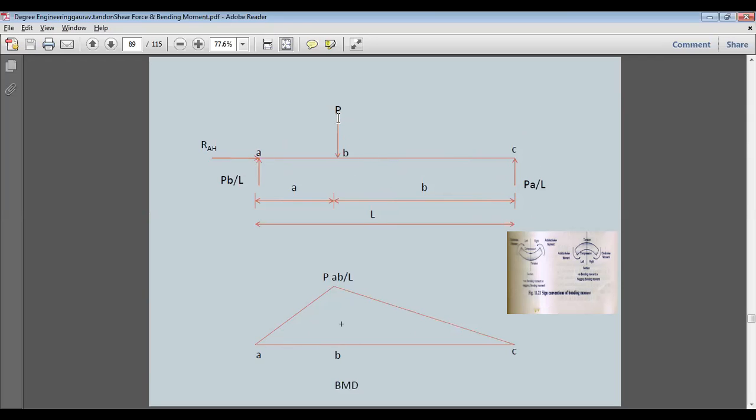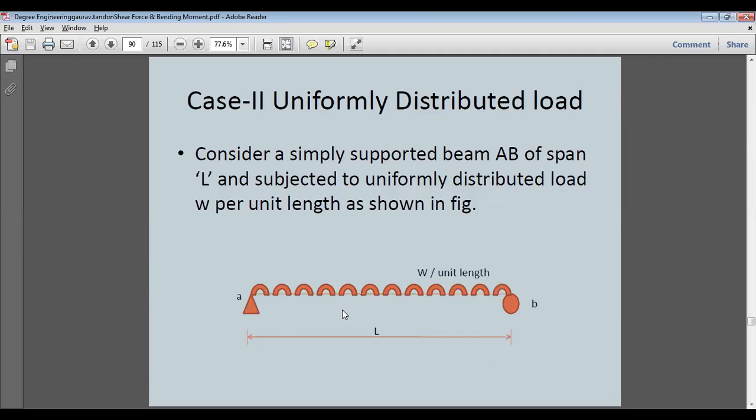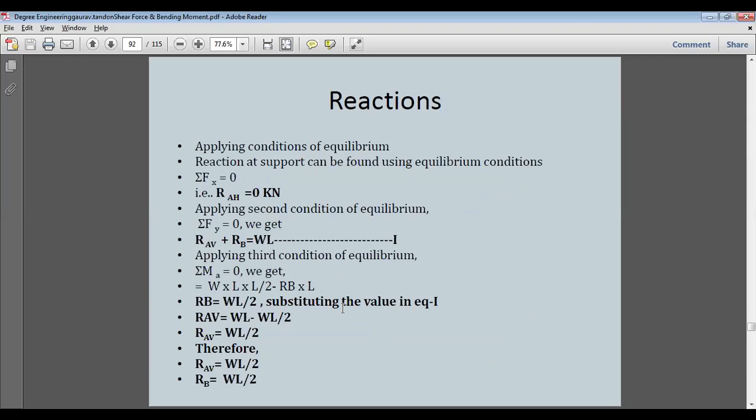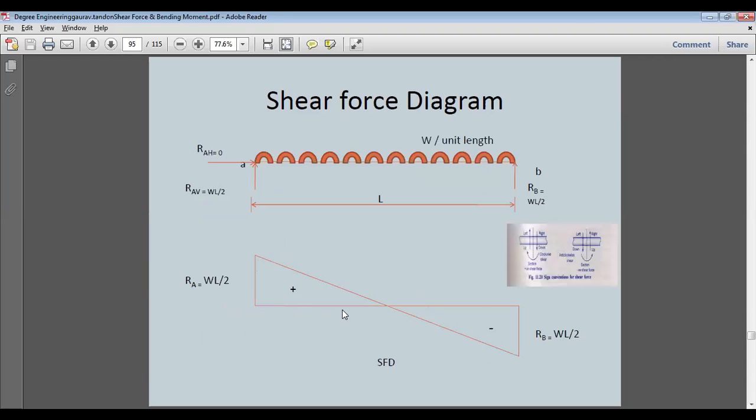So at this point we'll have bending moment PAB by L, and we can calculate from this side also. PB by L is the force, and this will keep on increasing up till here. So PB by L into A. So this will be PAB by L, and this will keep on increasing from here to here, and this is of 1 degree. So this equation is representing 1 degree, as P, A, and B are all of single degree. So this will be a straight line, whereas in the case of UDL we will have bending moment of second degree.